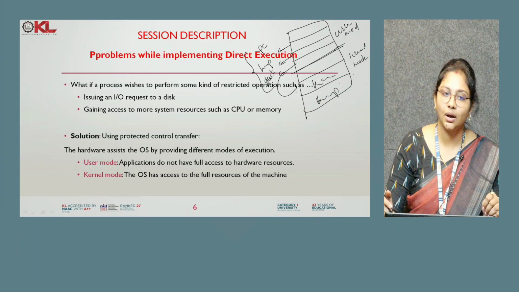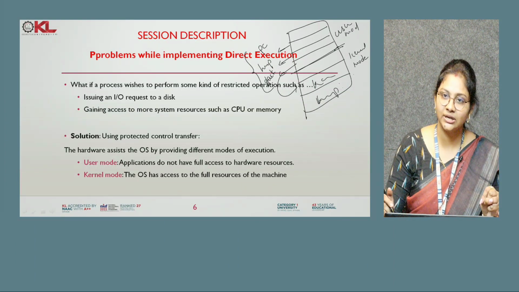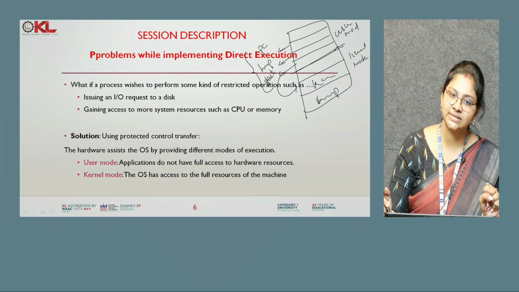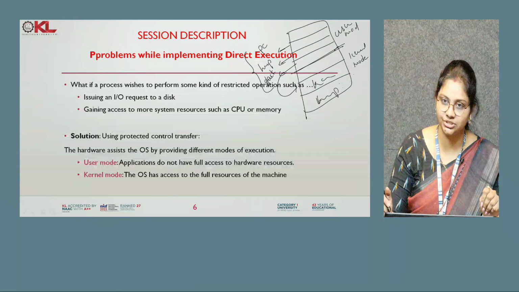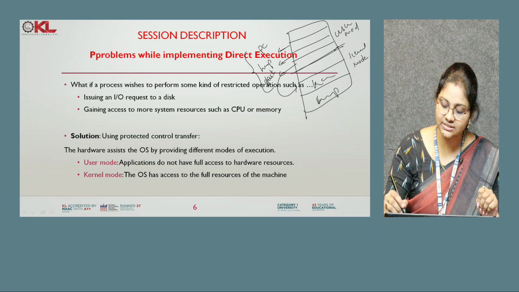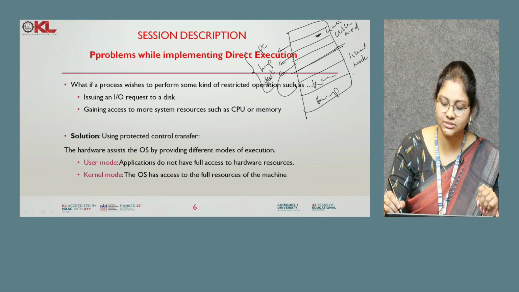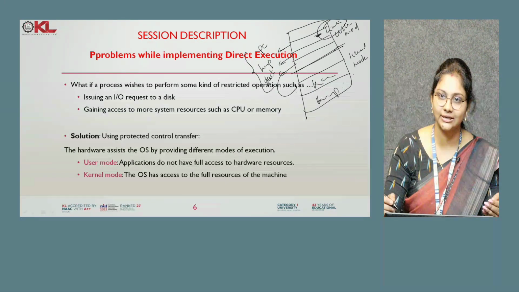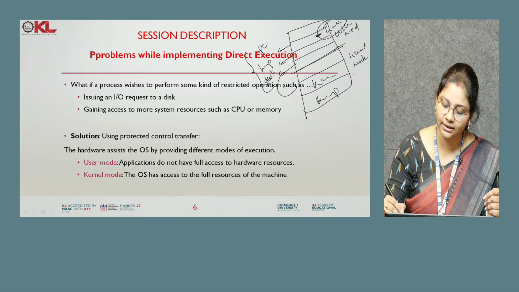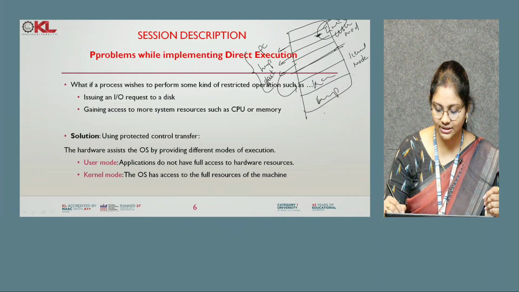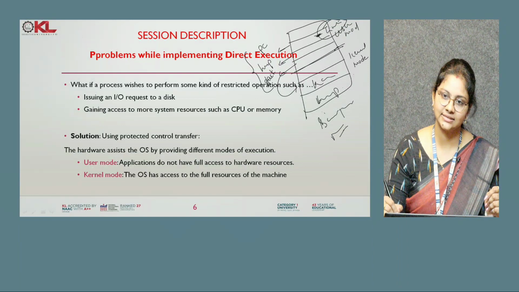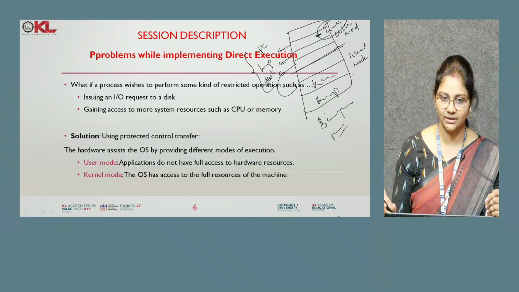So now user mode applications don't have full access to the hardware resources. In the kernel mode, the OS has access to the full resources of the machine, right? So when the process is in the user mode, it should have limited resource access, right? When the process is moved from the limited user mode to kernel mode, then in this kernel mode the same process will have many permissions to access all other resources, right?